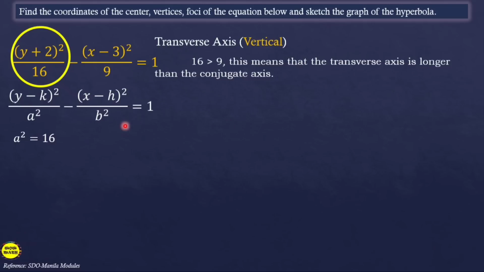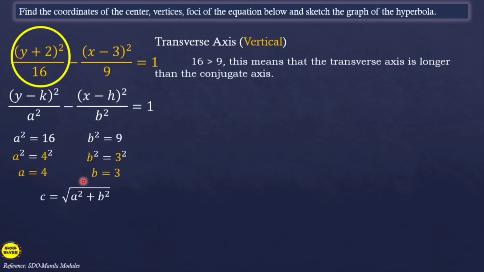So, para makuha natin yung value ng A, so A squared is equal to 16. So, A is equal to 4 squared. Why? Because 4 times 4, that is 16. Therefore, A is equal to 4. Or, pwede nyo kunin yung square root ni 16 para makuha yung value ng A. Next is yung value ng B. B squared is equal to 9. So, B squared is equal to 3 squared. So, B is equal to 3. Or, simply get the square root of 9, and square root of 9 is 3.